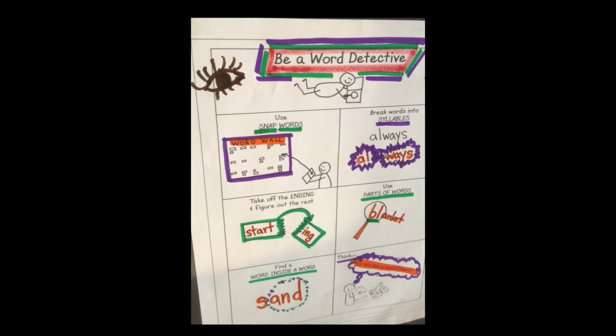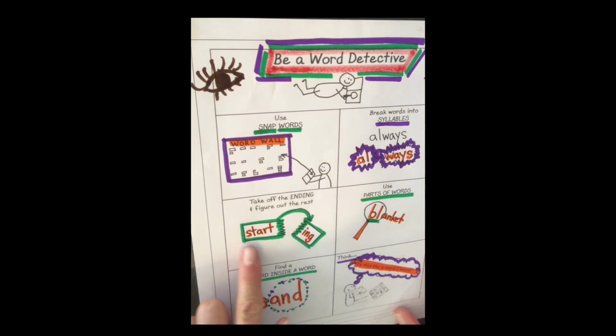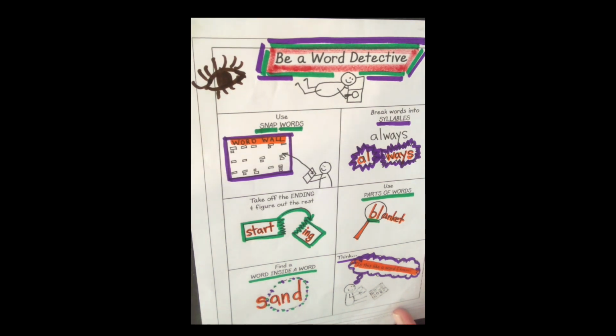Sometimes when we look at words, we can see a word we might know or an ending we might know. Sometimes the ending like ing, we know that already, or ed at the end of a word. And then we just have to figure out the first part of the word. So take off the ending and figure out the rest is another strategy that we can put into place when we come across a word and be a word detective when we're playing with words.